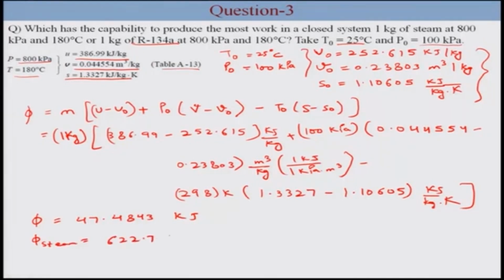So if we compare the two values, phi for steam is equal to 622.7 kilojoule, and for refrigerant R134A this value is 47.4843. So for steam the exergy is more, so it has more potential to do work, or more capability to produce work. Moving on to the next question.